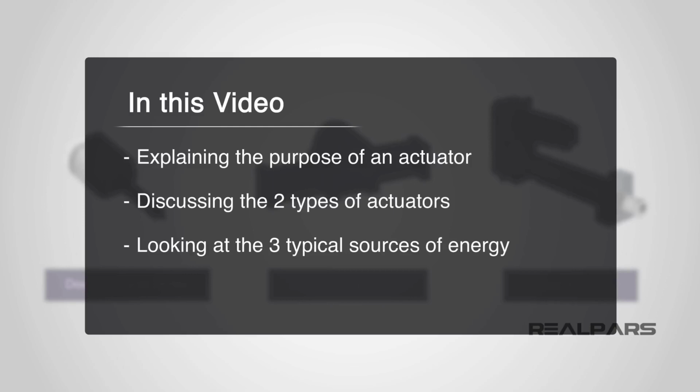Look at the three typical sources of energy required for an actuator to move something. Observe the operations of an actuator used in a very common industrial control application. Let's get started. What is an actuator?